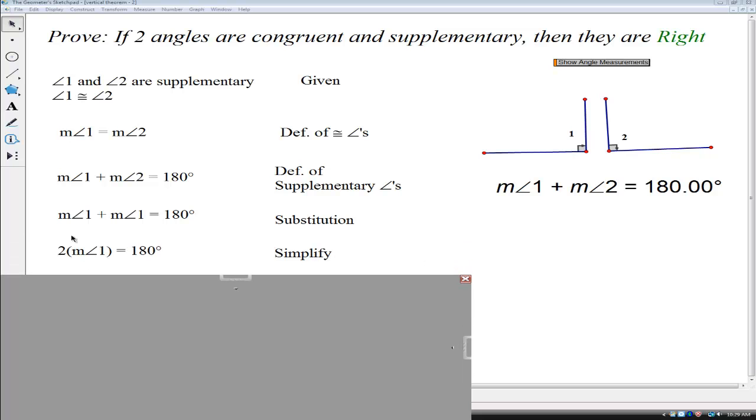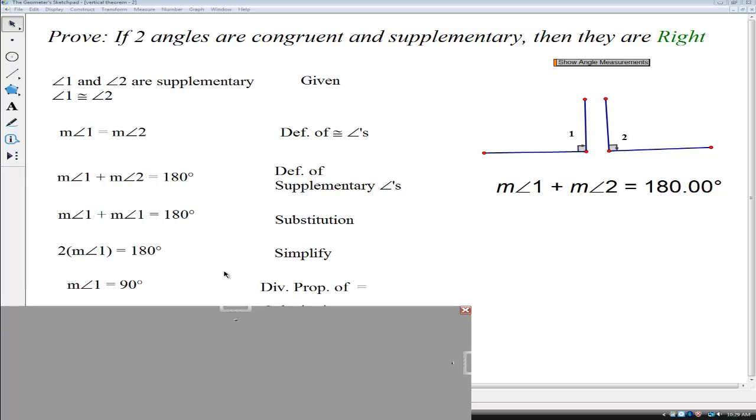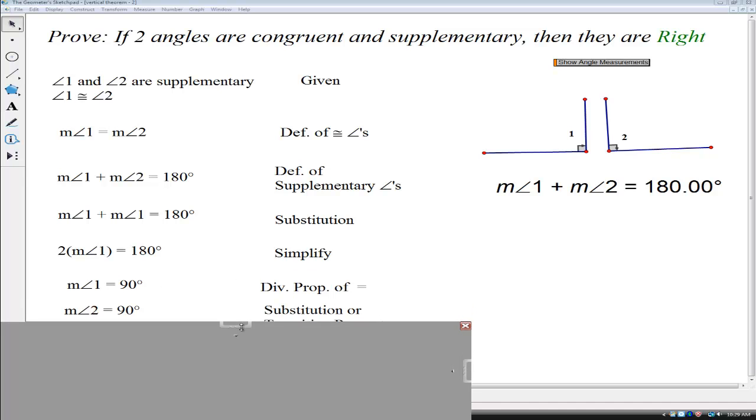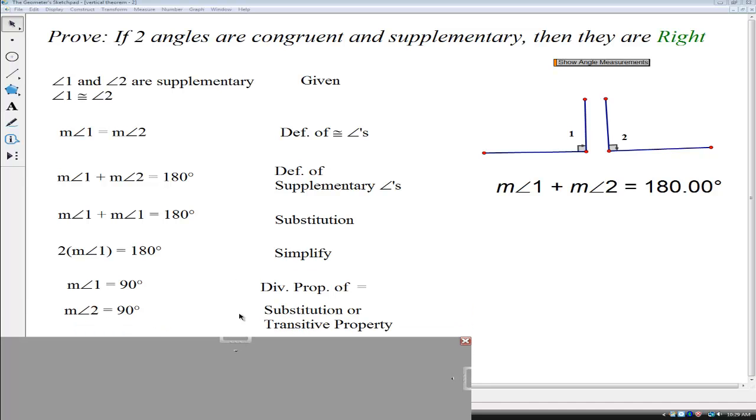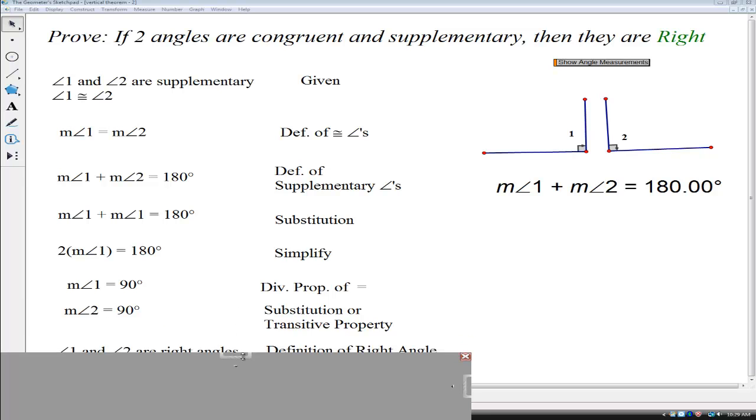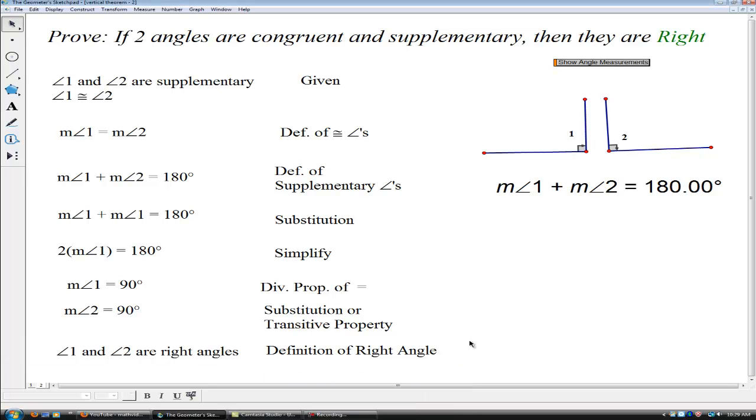Now we have an algebra simplification. 2 times the measure of 1 is 180. Can you guess the next step? Divide both sides by 2. Now we've established that the measure of 1 is 90. By either substitution or transitive property, we can say the measure of 2 is 90. And now we've concluded our proof. Angle 1 and angle 2 are right angles.